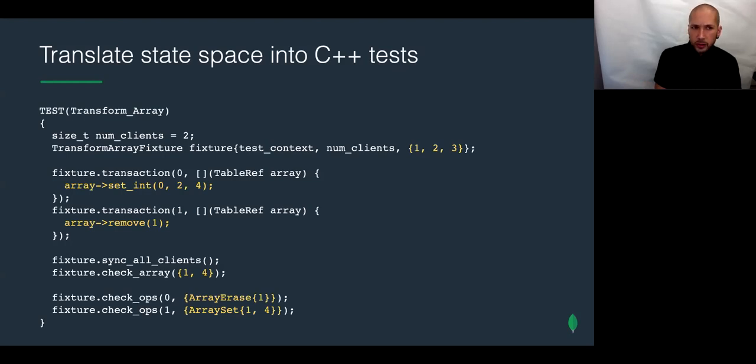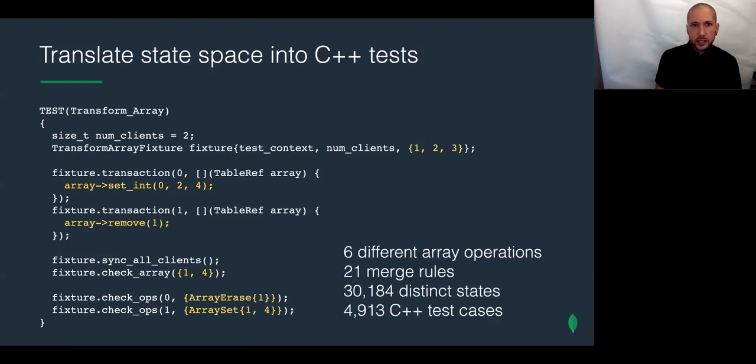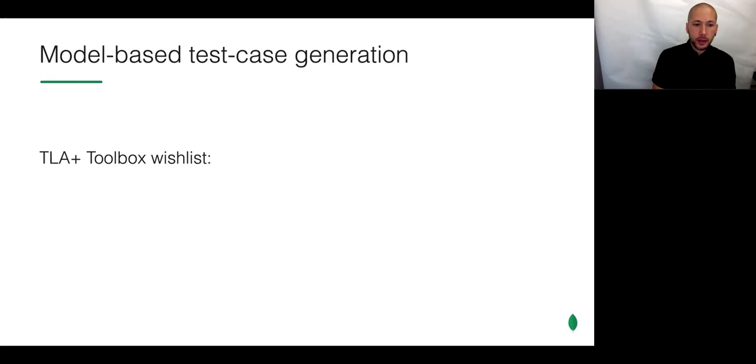In Realm, there are 6 different operations that can be performed on the arrays. These combine together into 21 different conflict resolution rules. TLC found 30,000 states. And since each sequence has several states in it, this combined to create about 5,000 test cases. For model-based test case generation, TLC and the TLA Plus toolbox worked well for this as well.